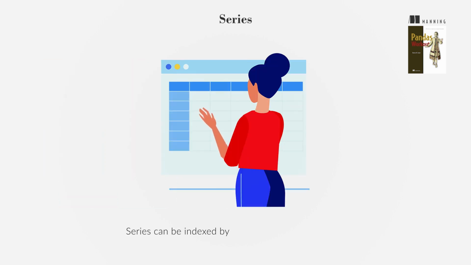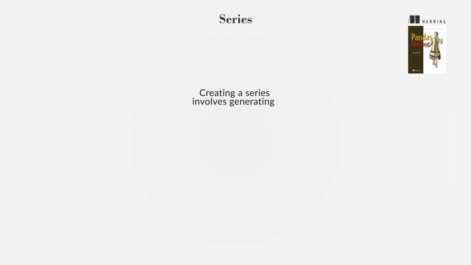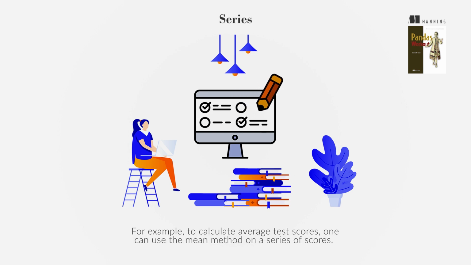Series can be indexed by Booleans to filter data, and understanding indexes is essential for data retrieval. Common variable names used for series and data frames are S and DF, respectively, with PD as the alias for pandas. Creating a series involves generating random integers, setting an index, and performing calculations. For example, to calculate average test scores, one can use the mean method on a series of scores.